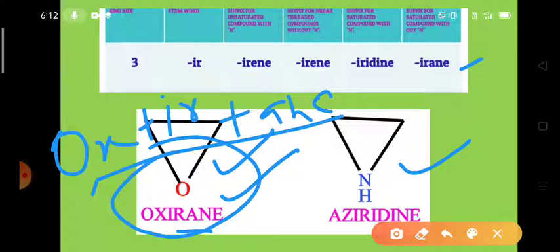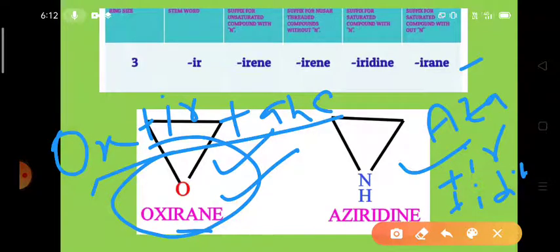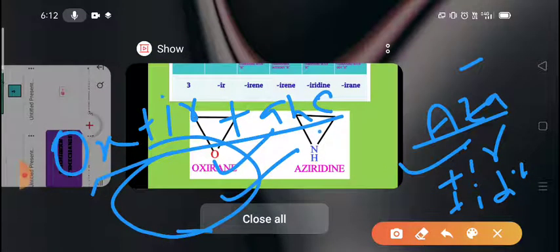And here the prefix is aza, and the ring size is 3, so we use ir. And as it contains a nitrogen atom, we would use idine, so the name becomes aziridine.